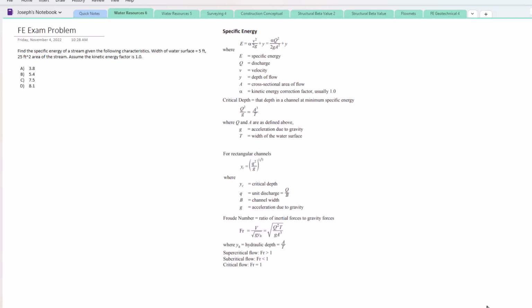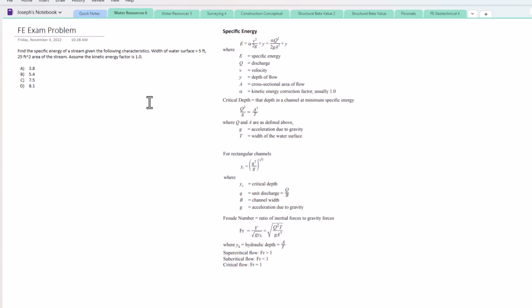Today we're going into finding the specific energy of a stream. In a previous video we went over finding the critical depth for a rectangular channel, but in this one we're going to go over finding the specific energy, which involves a lot of different facets of hydrology and hydraulics. So let's get into the problem.